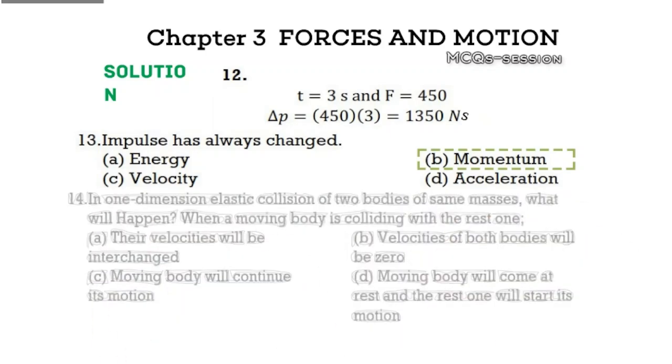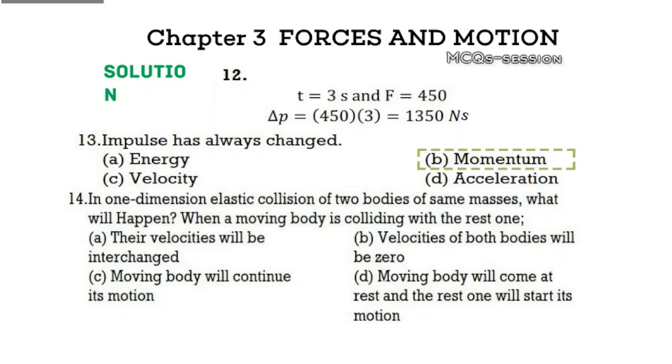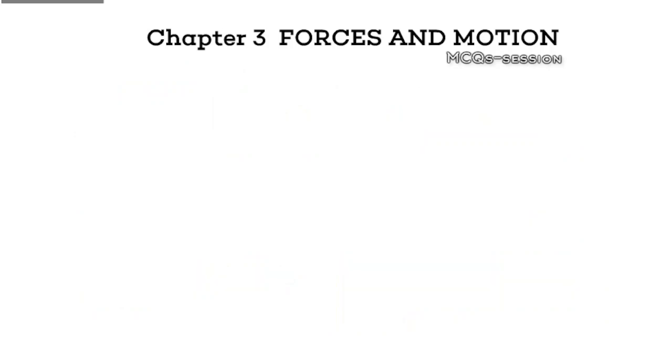Question 14. In a one-dimensional elastic collision of two bodies with the same mass, what will happen when a moving body collides with a stationary one? Options: A. Their velocities will be interchanged. B. Velocities of both bodies will be zero. C. Moving body will continue its motion. D. Moving body will come to rest and the stationary body will start moving. Pause the video and guess the correct answer. The correct answer is D. Moving body will come to rest and the stationary body will start moving. Explanation: in this type of collision, the moving body's velocity is transferred to the stationary body.